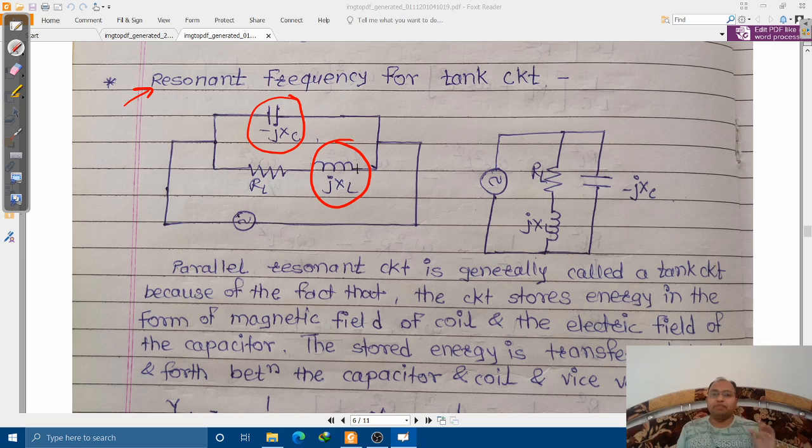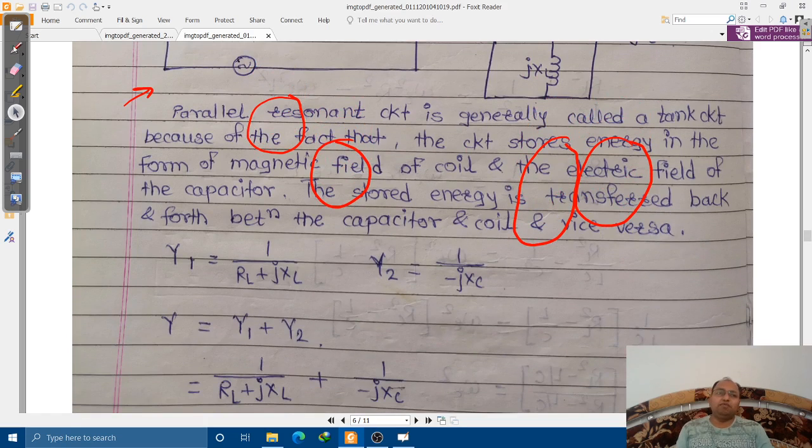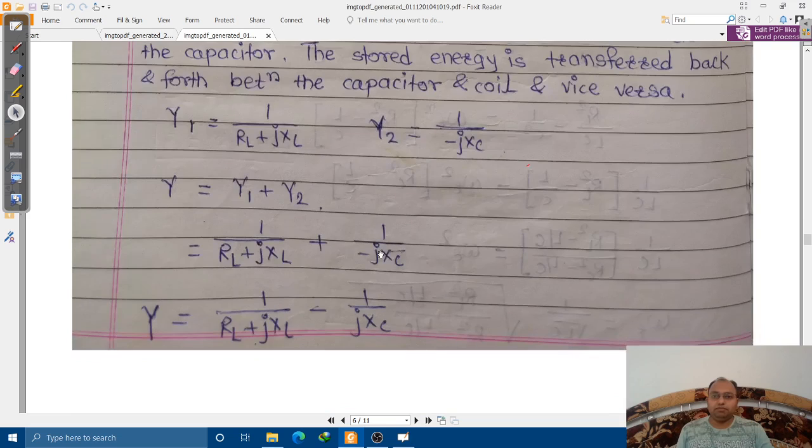Remember that over here also we need to find the impedance of this arm, then the impedance of the other arm, then we take their admittances and add them to find the total admittance of the circuit. Then we are going to equate the imaginary term of that admittance to 0. Let us do the same.